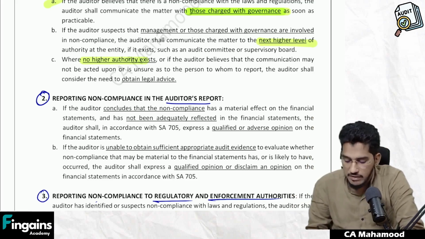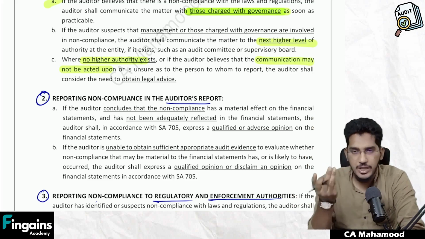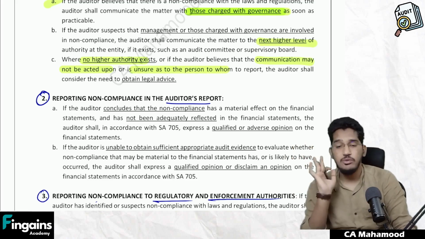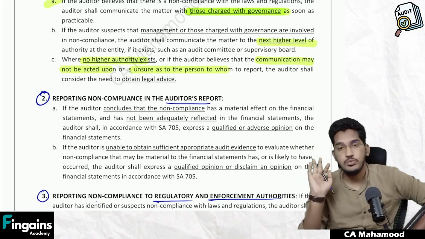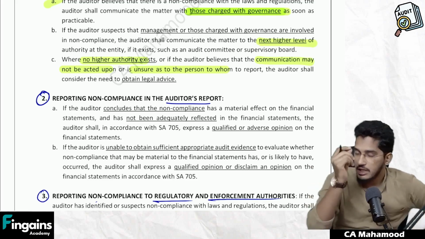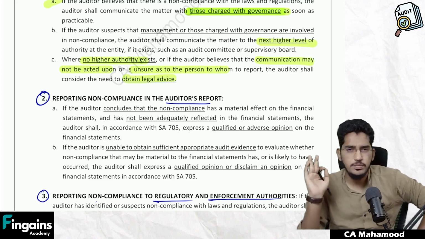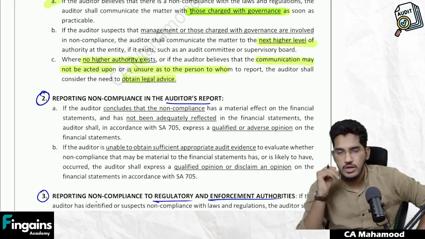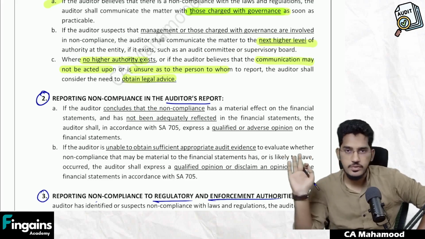Or you believe that even if you go and communicate, no action will be taken. It may not be acted upon. Or sometimes you fall into confusion. Boss, whom do I have to report to now? Those charged with governance themselves have committed fraud. I am confused now as to whom to report. In these circumstances, they give you one simple piece of advice: go and obtain legal advice. Go and consult a lawyer. Why? Because he will have better knowledge about laws and regulations. He will tell you what has to be done. Obtain the legal advice. Clear?